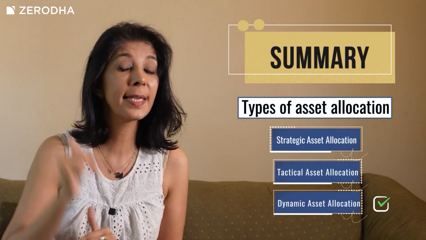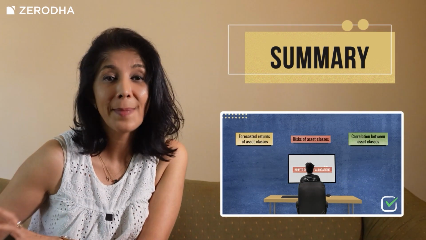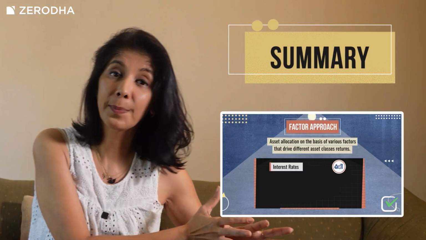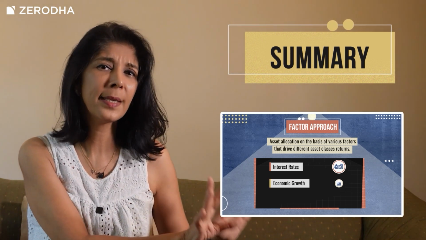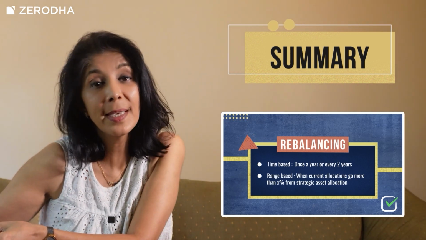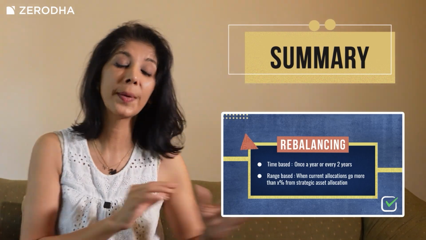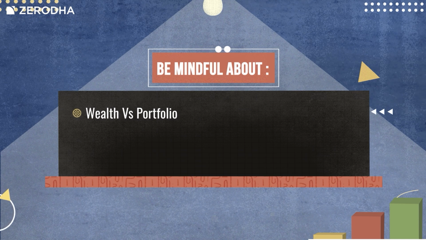We learned that there are 3 different types: strategic, tactical, and dynamic. We learned that there are 2 ways to do it. There's the modeling mathematical approach called mean variance. And there's also the factor-based approach, which is much more subjective, qualitative, and intuitive, but still needs a practitioner. We learned that we can rebalance either on a time-based, say once a year, or deviation-based, say 5% away, and so on. But what you have to be mindful about is whether the asset allocation is based on your wealth or on your financial portfolio.